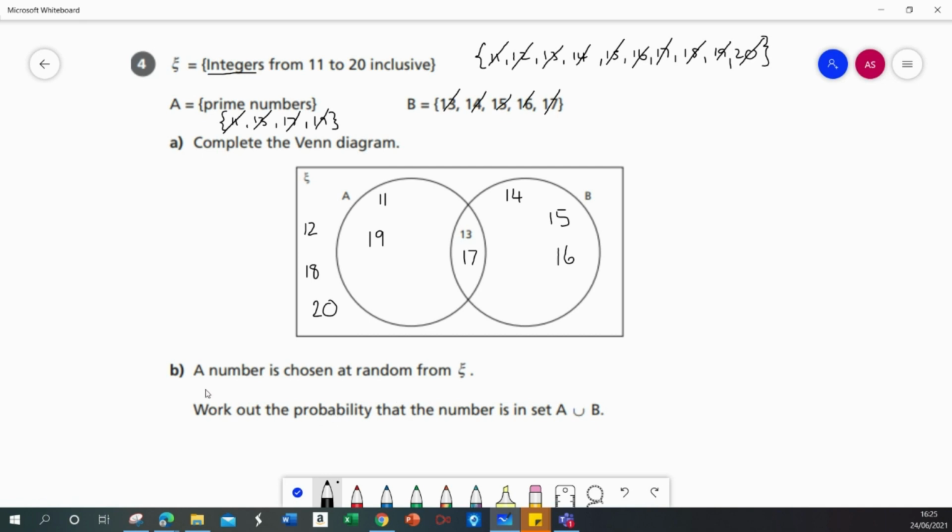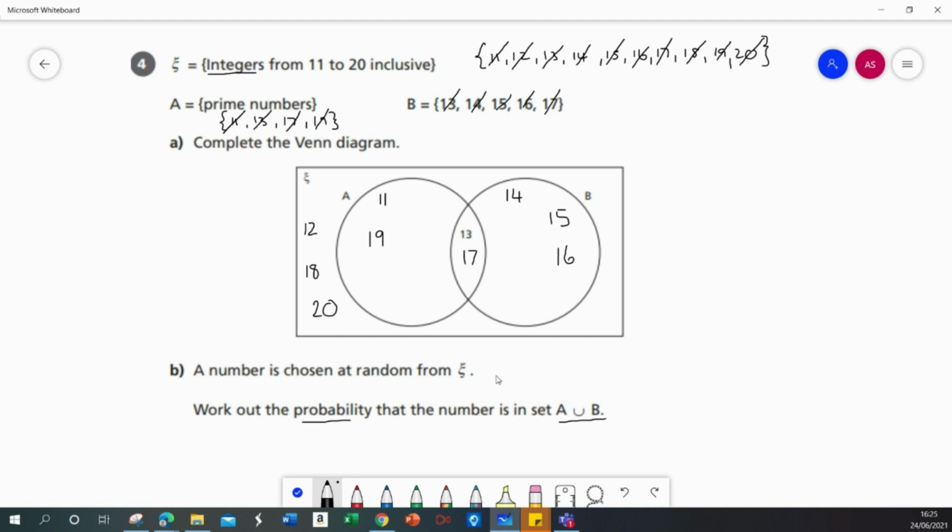Now, the second part of the question, part B, says a number is chosen at random from the universal set. And we've got to work out the probability that the number is in set A union B. So that U-shaped symbol in sets means union, which means everything in A and everything in B all together.